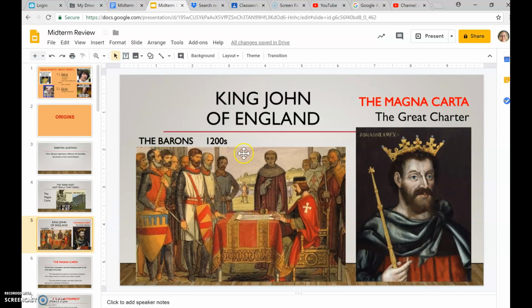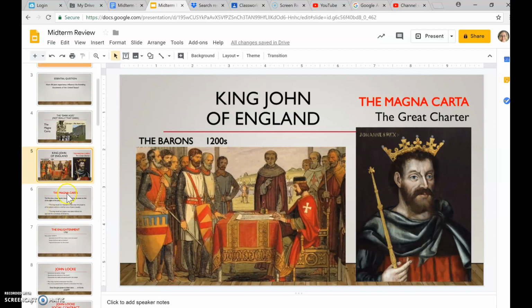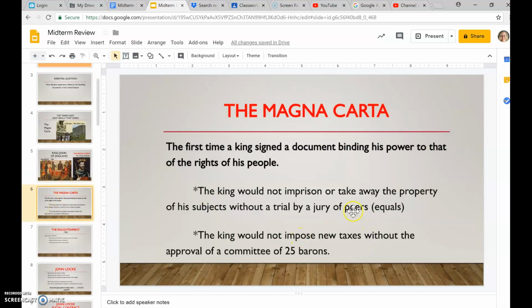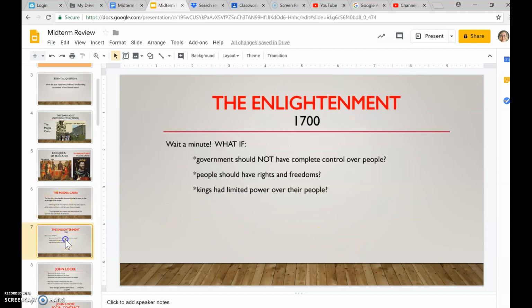Okay? So that was the Great Charter, the Magna Carta. All right. So remember that. The Magna Carta, two rights. The king would not imprison or take away property of his subjects without trial by jury of peers. And the king would not impose new taxes without the consent of the barons.